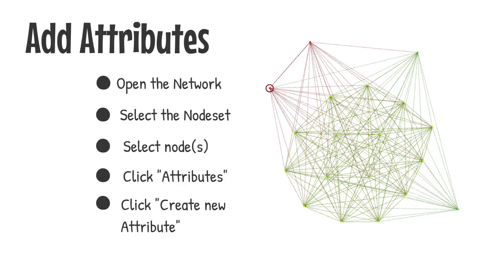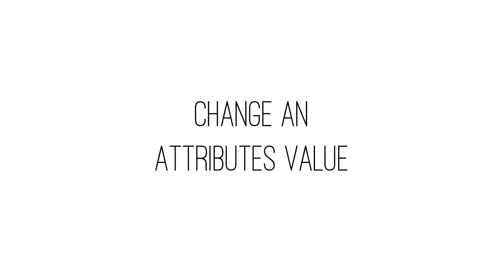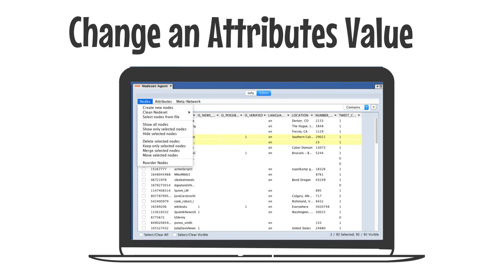Another way you can edit your nodes is by adding attributes. To do this, once again select the nodes you wish to edit, but this time click Attributes then create New Attribute. Finally, to change or add an attribute's value, simply click on the cell in the column of that attribute and the row of the node you are interested in, then enter a value or text.